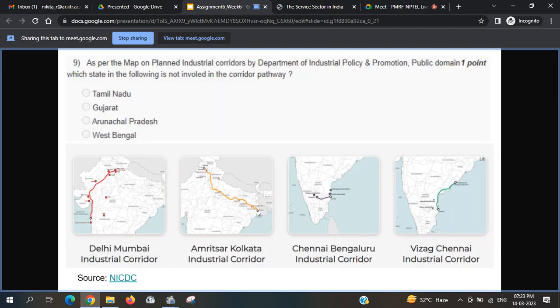So the next question is, as per the map on planned industrial corridors by the Department of Industrial Policy and Promotion, public domain, which state in the following is not involved in the corridor pathway? And you are given four options: Tamil Nadu, Gujarat, Arunachal Pradesh and West Bengal.